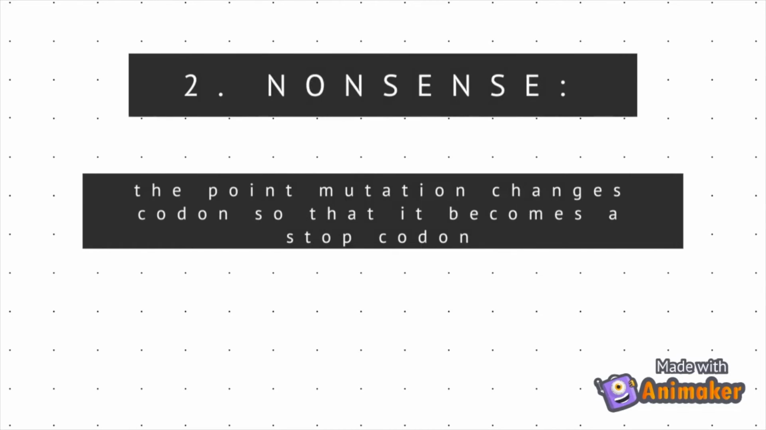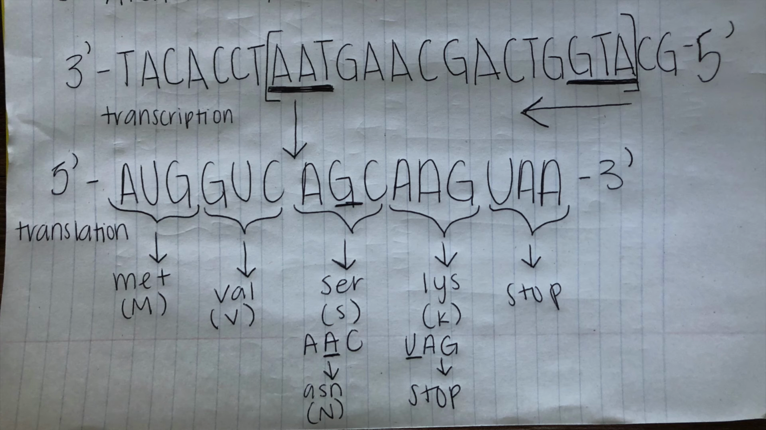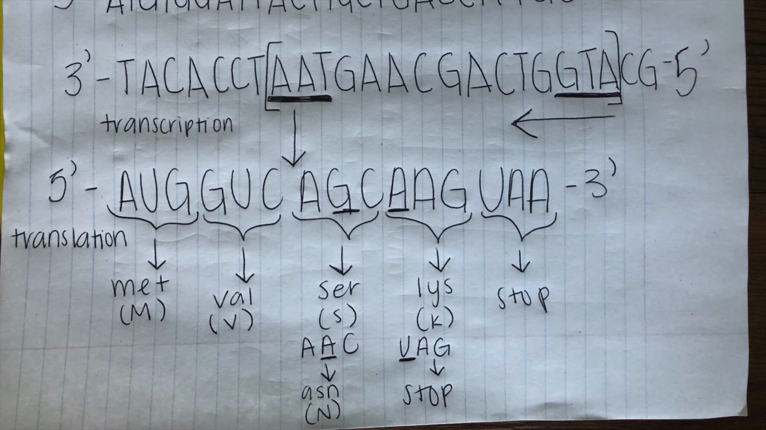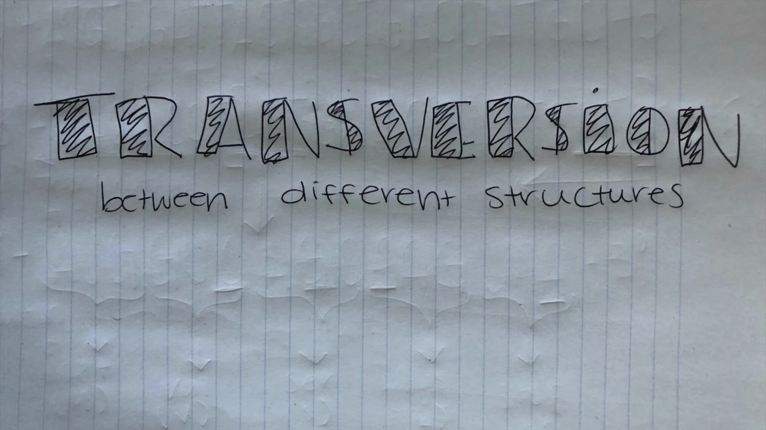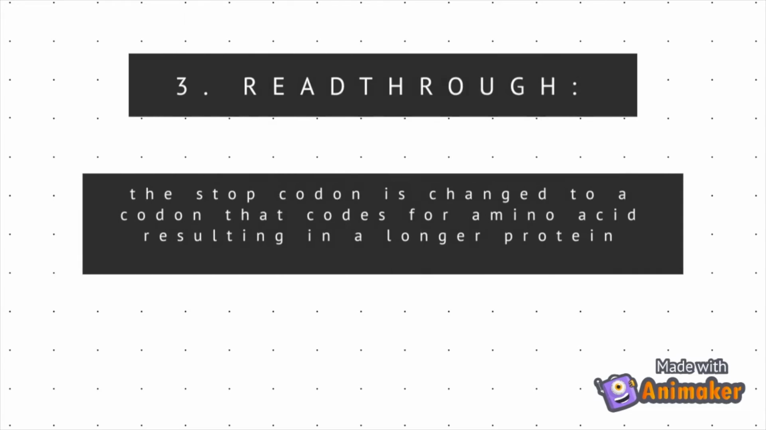Next, let's define nonsense. A nonsense mutation is when the point mutation changes the codon so that it becomes a stop codon. For example, look at this AAG codon. If we change this to UAG, then we get a stop codon and end up with only 3 amino acids. Here we changed this A to a U, which is a transversion because we changed from a purine to a pyrimidine.